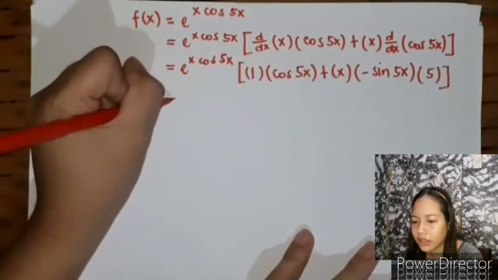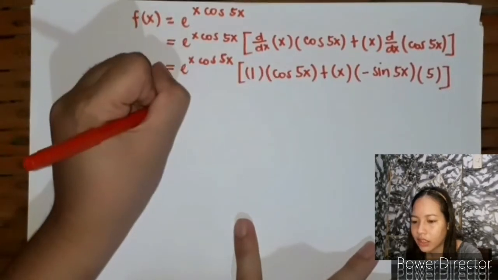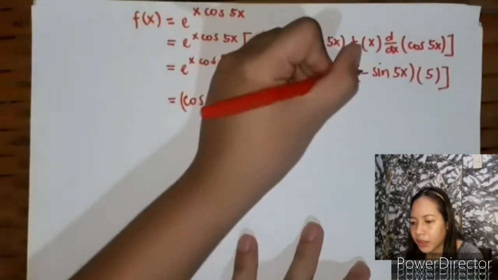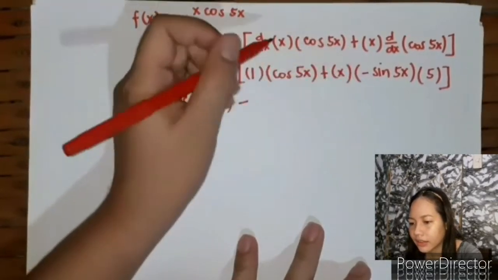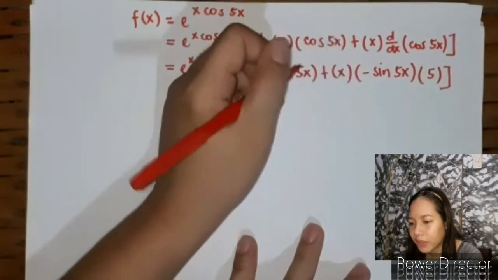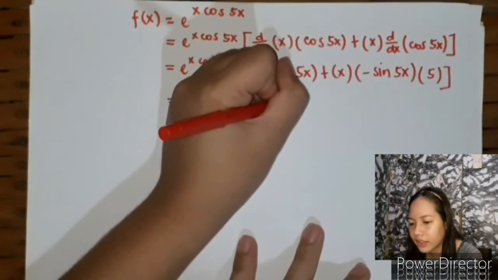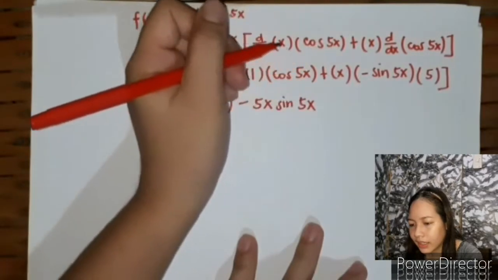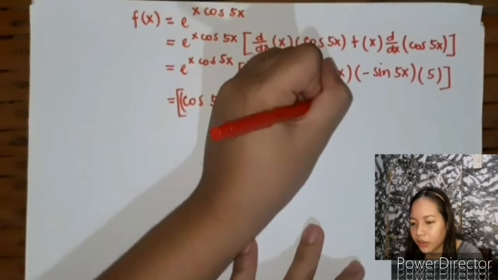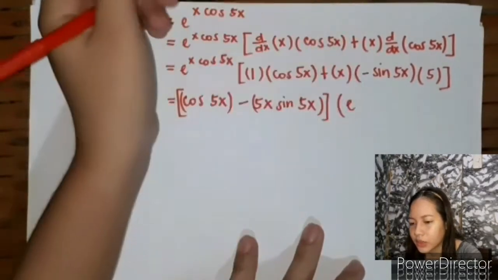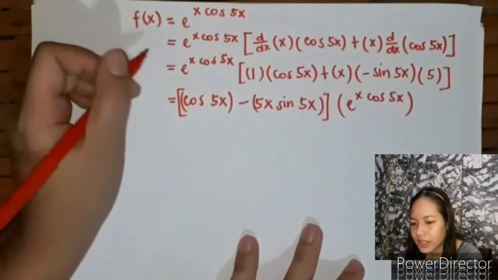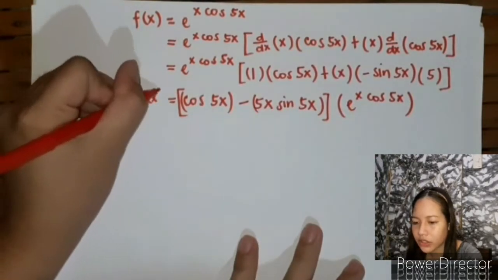Then we will just combine the two expressions. It will become 1 times cos 5x is equal to cos 5x minus, then 5 times x will become 5x. Just copy the sine 5x and copy the whole expression e raised to x cos 5x. So this is now the derivative of our exponential function.